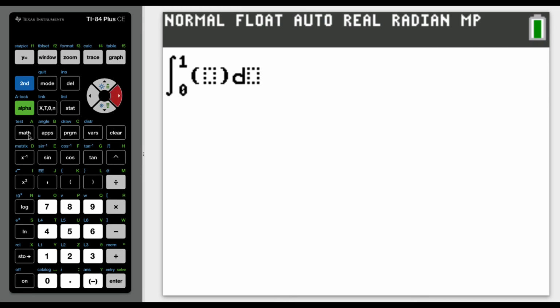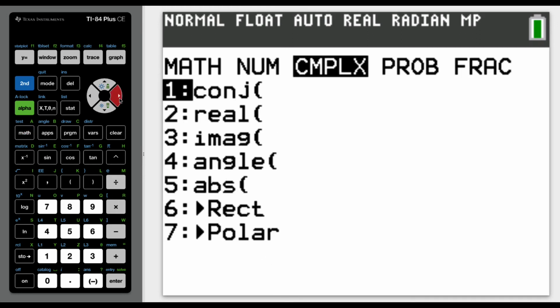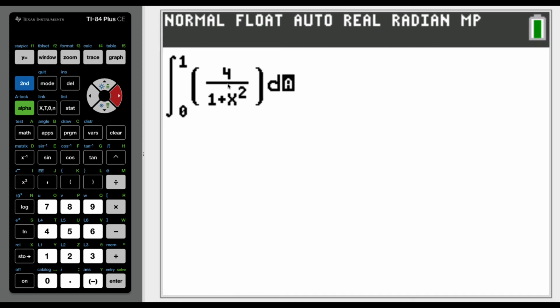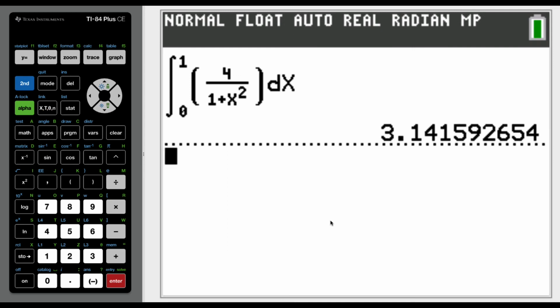Our function was a fraction, so I have to do math. I'm going to go over to fraction, and on top of the fraction, I had 4. On bottom of the fraction, I had 1 plus x squared. If you've got an older model calculator, then as you're typing in this fraction, you want to do that top number divided by parentheses, and then this bottom stuff, 1 plus the x squared. Our variable in here is x. I hit enter, and that gives me an answer of about 3.14 if we do a little rounding there.